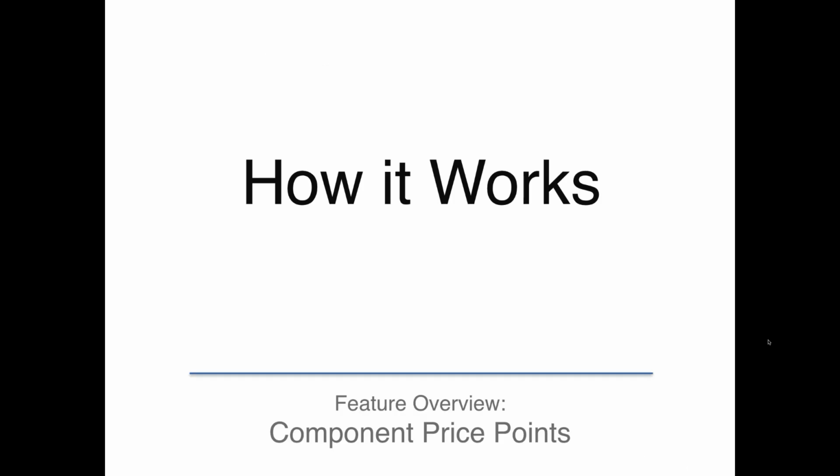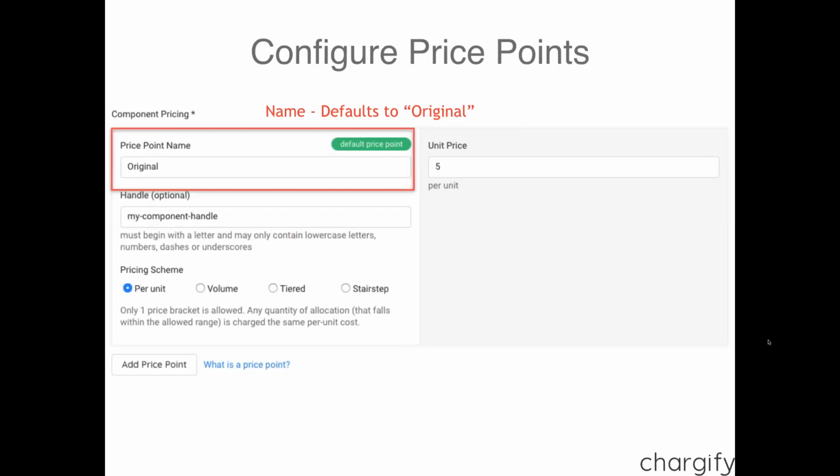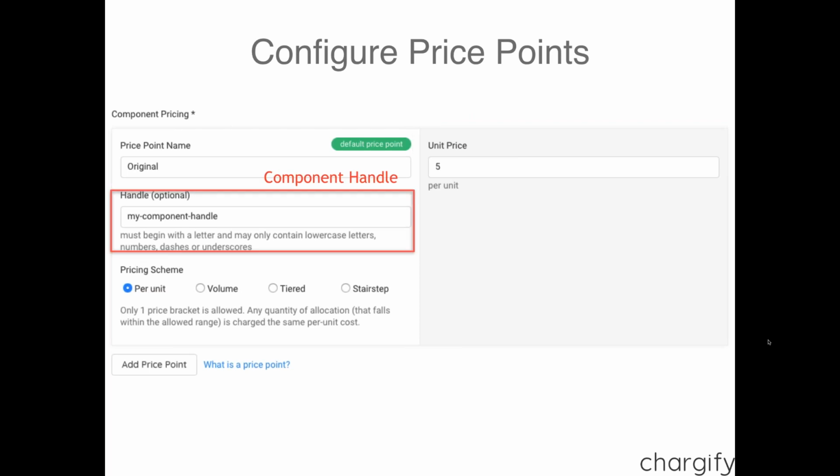So let's look at how it works. You would, of course, create a component the way you normally would to start. You would put your component name, the unit name, and the description. And then you'll see the new feature, which is the component price points. The first price point name will default to the term original. You can then include a price point handle, and this is particularly useful if you want to connect with this price point through the API.